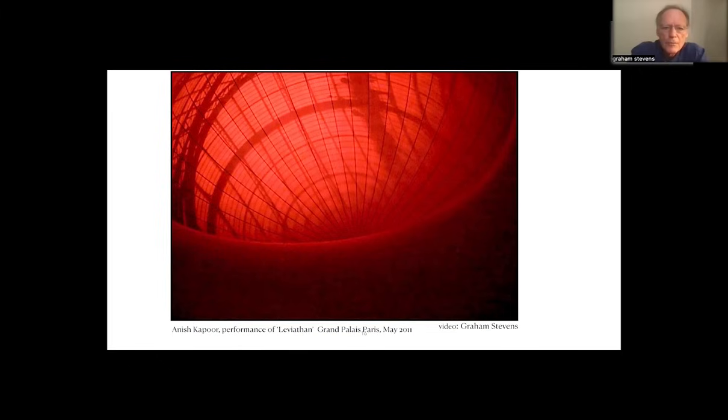So Anish Kapoor did this work in 2011, which is more or less repeating the same idea, in the Grand Palais in Paris in 2011. So this is creating the same experience.